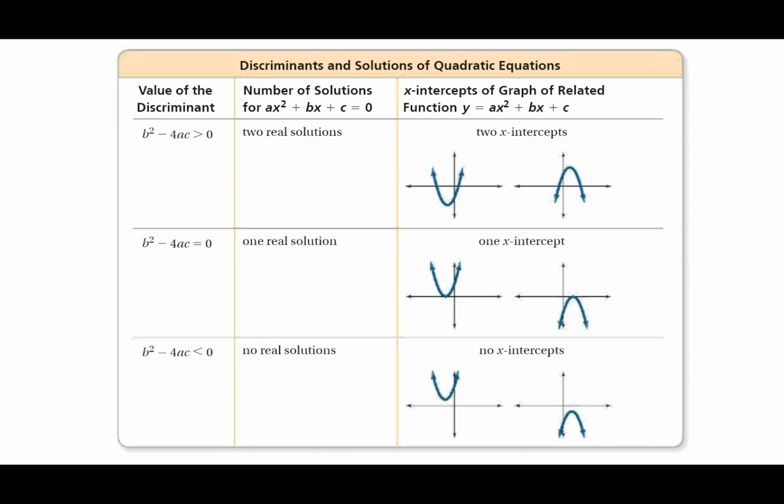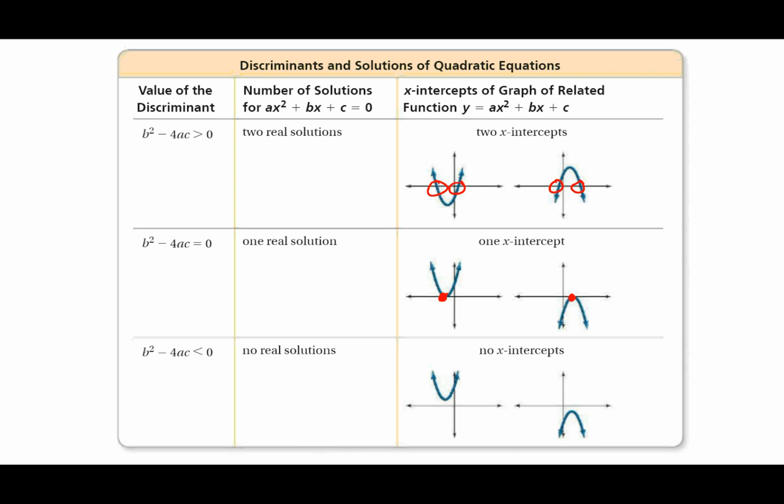And so here's a quick chart to show us how many solutions there are based on the discriminant. So if my discriminant is positive, I'm going to have two real solutions, meaning it's crossing the x-axis at two spots. Here and here. If I'm at zero, there's only one solution. So right here.